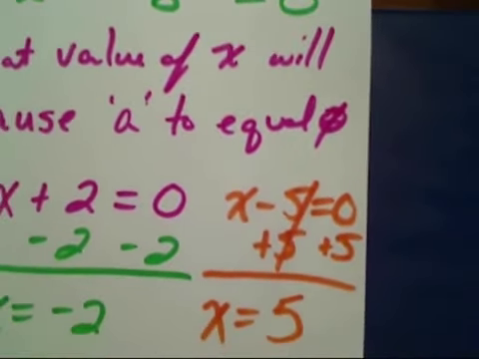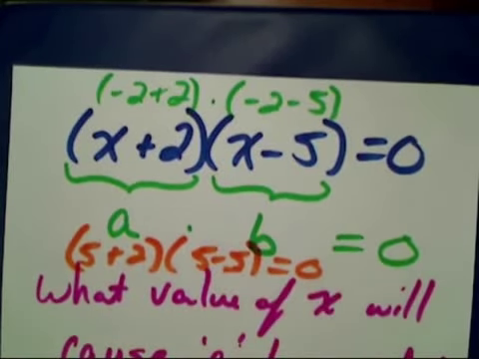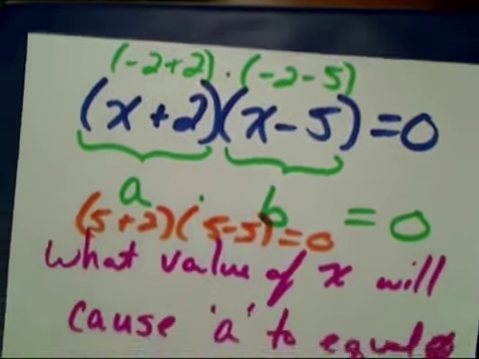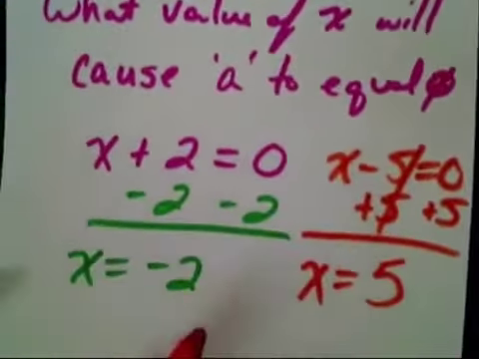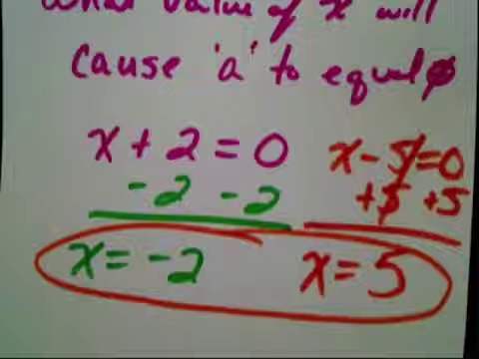Well, let's check that back in here. If I have 5 plus 2, that gives me a 7 times 5 minus 5. Well, 5 minus 5 is 0. So 0 times anything is going to give me 0, which makes the left side equal to the right side, which means it's a true statement, which means it's a solution. So I have two solutions to this problem. X is equal to negative 2 or x is equal to 5. Those are the two solutions that we were able to get because our equation was already in factored form.